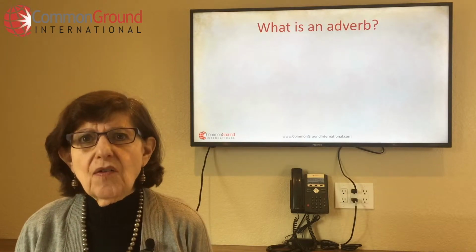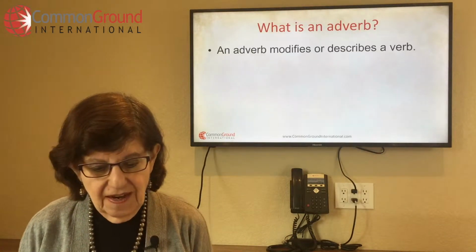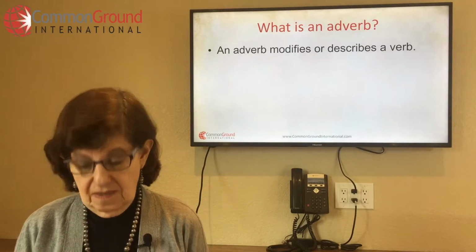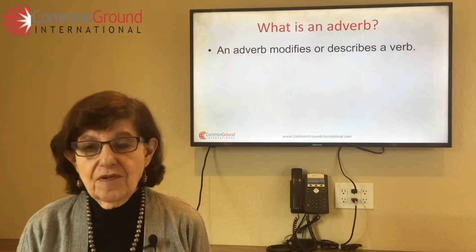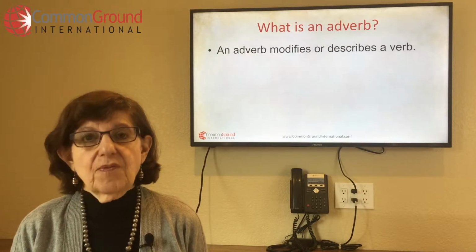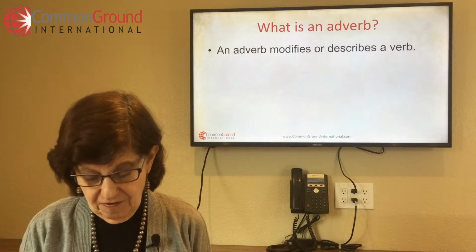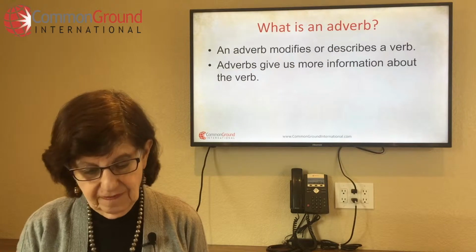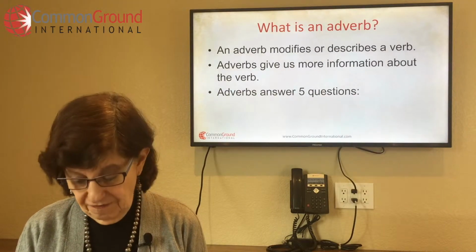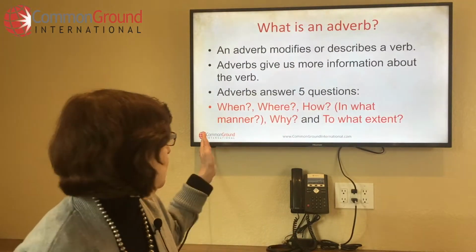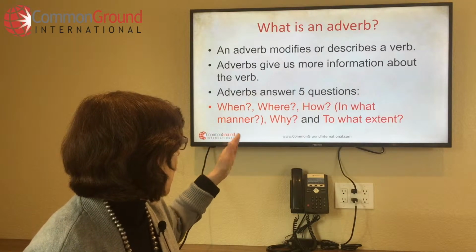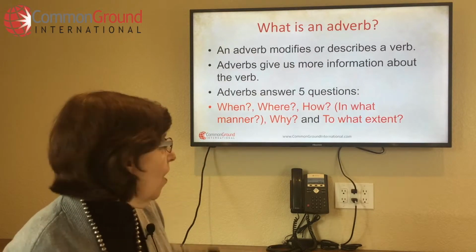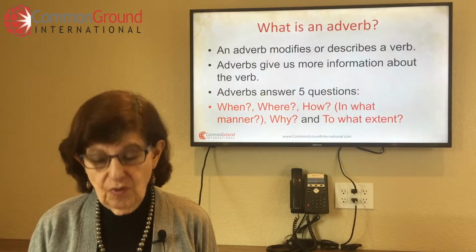Okay, let's first talk about what is an adverb. An adverb modifies or describes a verb. Also another adverb or an adjective, but we're going to only talk about adverbs modifying verbs. Adverbs give us more information about the verb. Adverbs answer 5 questions. When? When did this happen? Where? How? Also in what manner? How are adverbs of manner? Why? And to what extent or to what degree? How much?